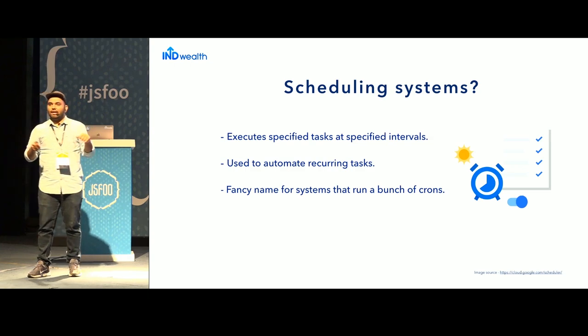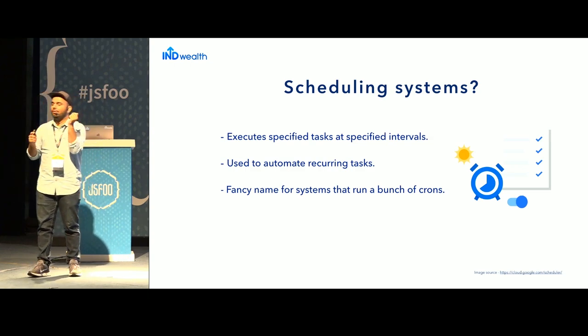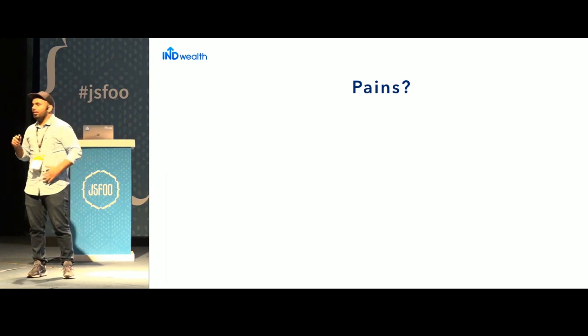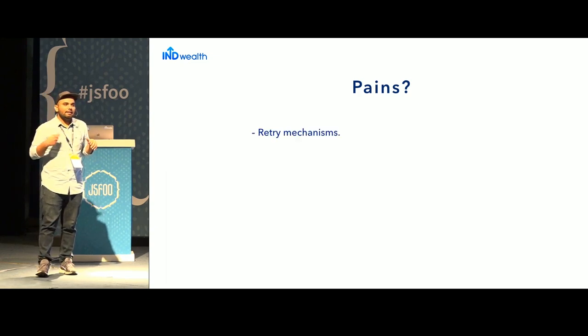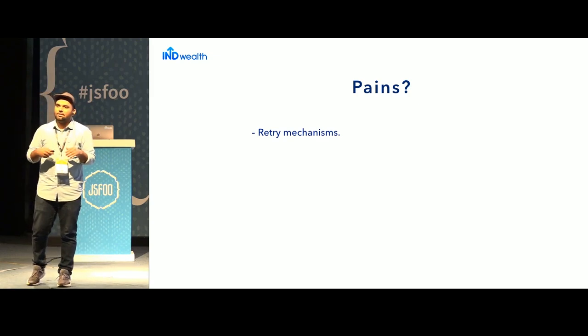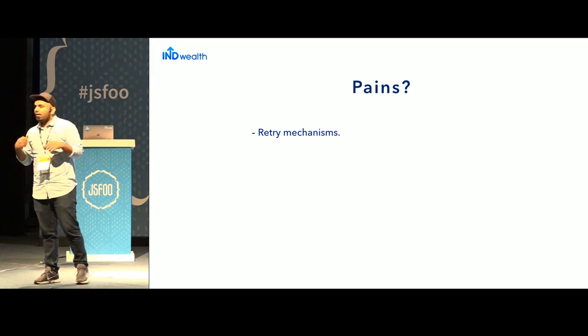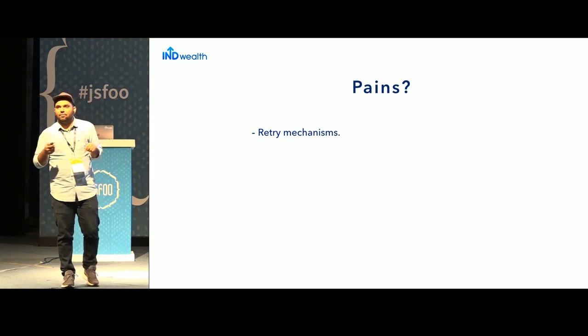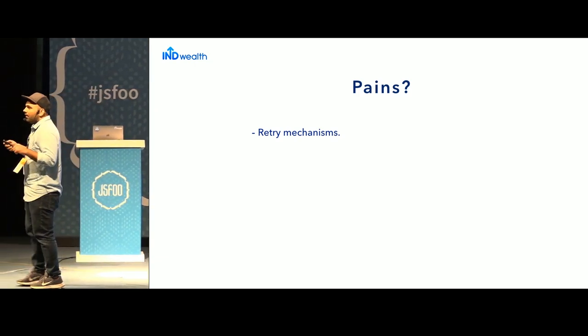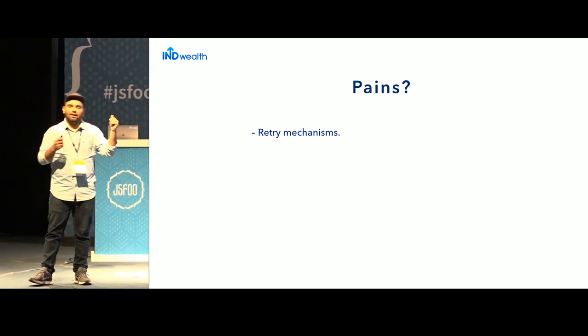The next thing in the title is building a painless scheduling system. So let's talk about some of the pains that people might face trying to build a system like this. The first thing is retry mechanisms. When you're trying to build a scheduling system, a lot of times things would fail. So implementing a good retry mechanism wherein you're able to cope with system failures is very, very important. That is a pain that a lot of people face while building a system like this.